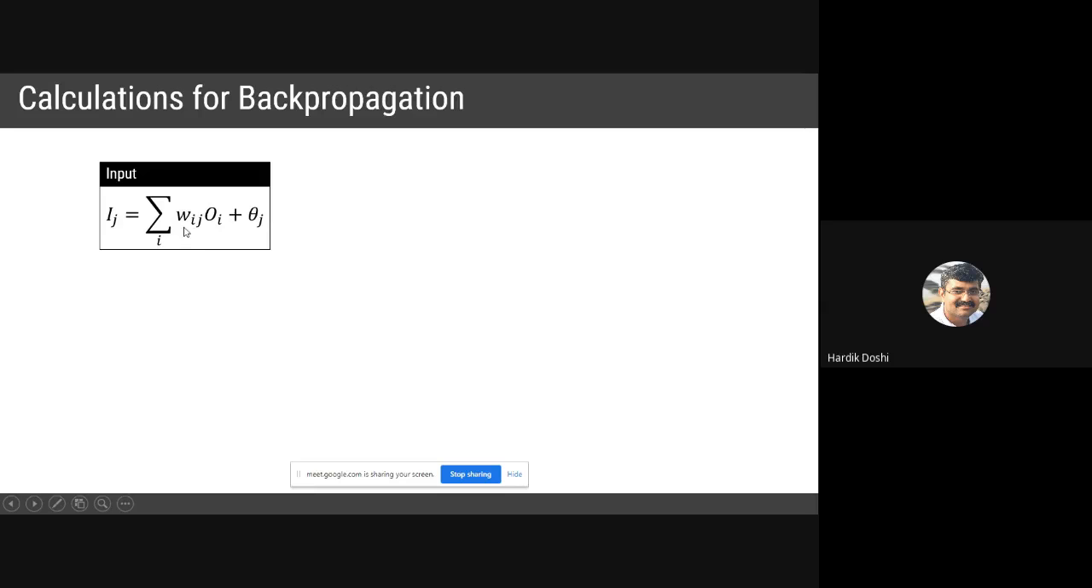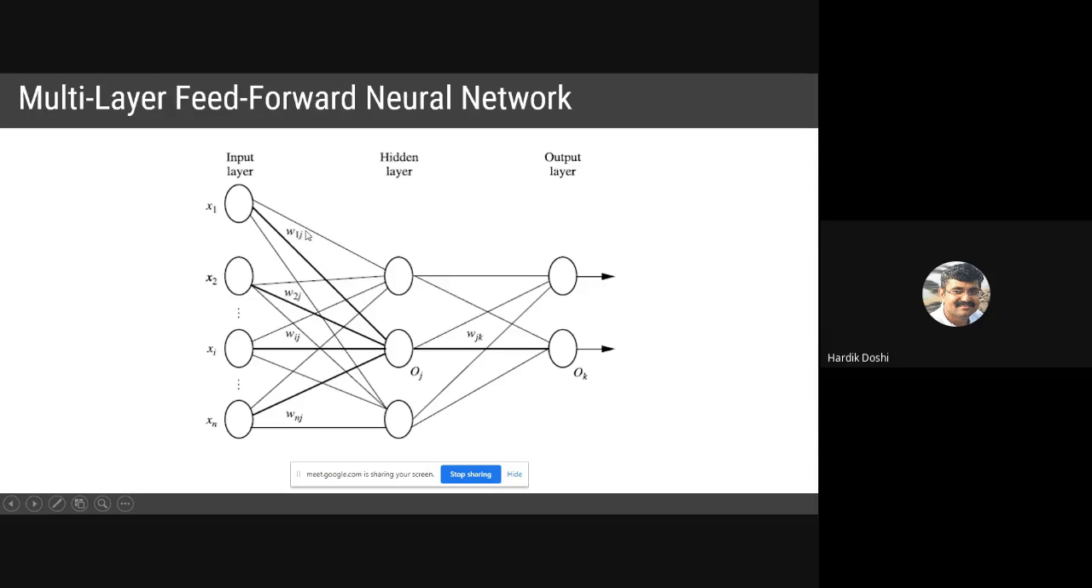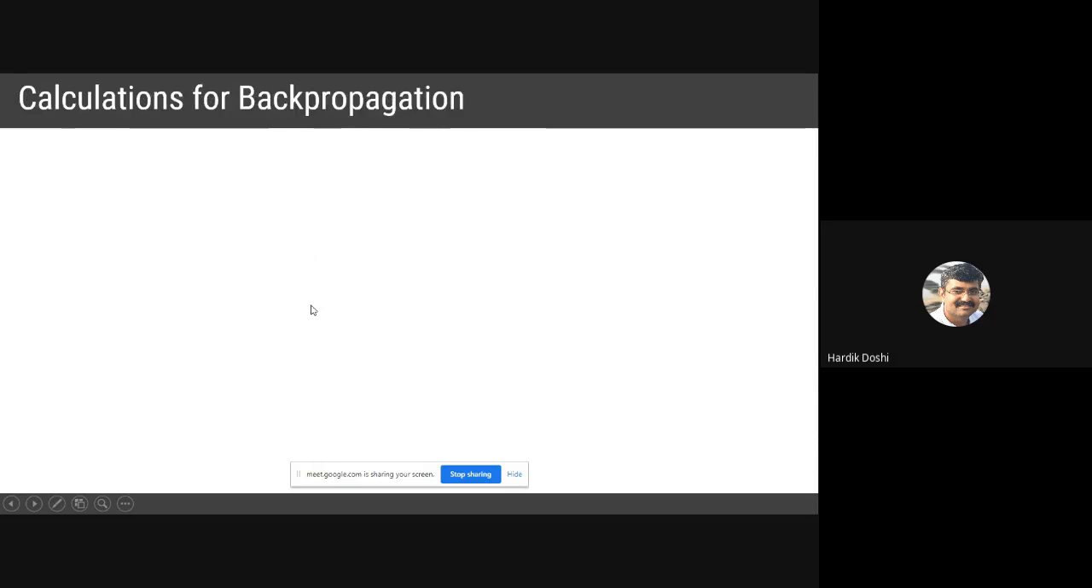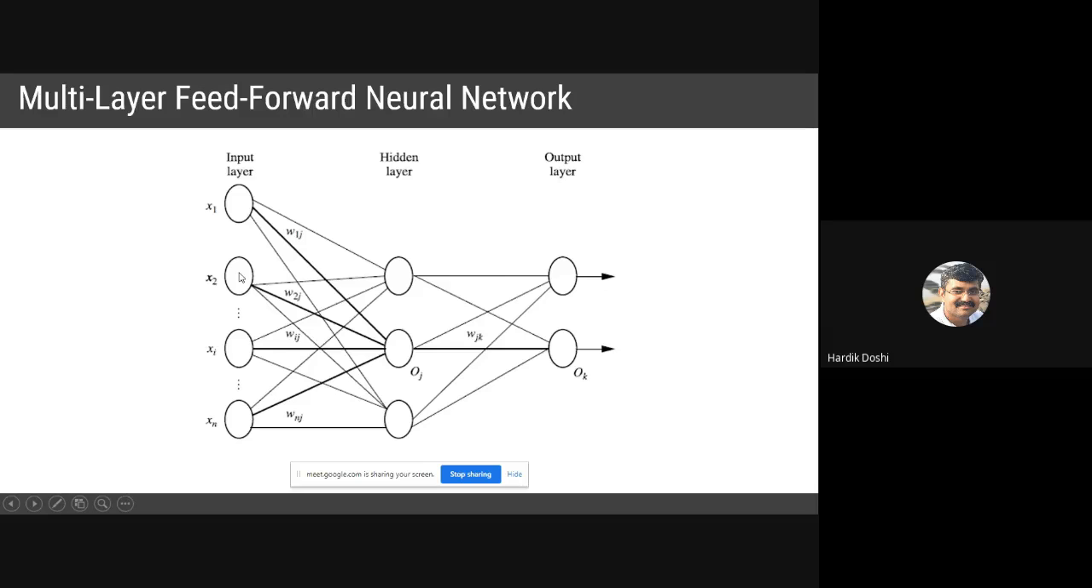Sir, what is Wij? Weights. Then what is Oi? Oi means output. How many outputs are there? 1, 2. So Oi means output. I need to consider them one by one. I need to implement it.